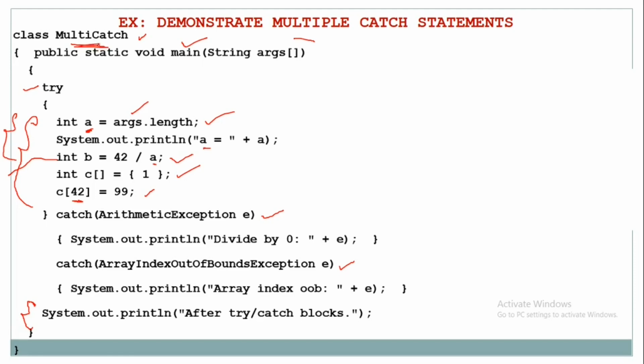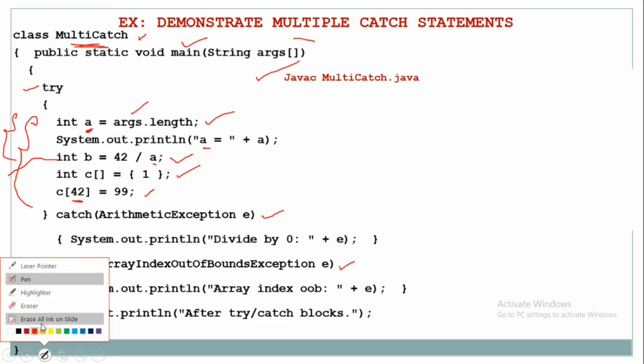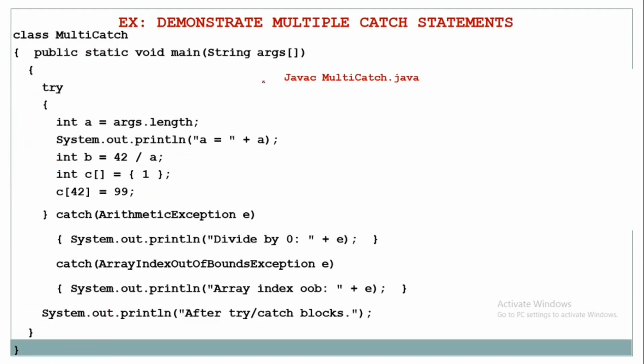How do you compile it? Using the command javac multicatch.java. Okay, now how do you execute, or interpret, this code? java multicatch.